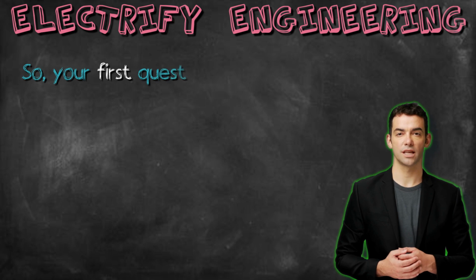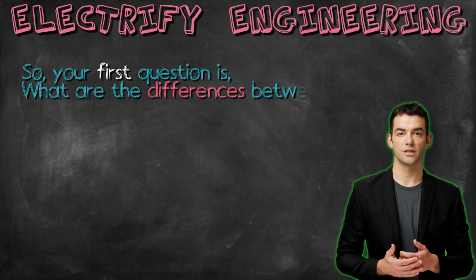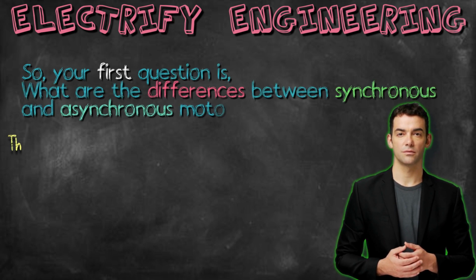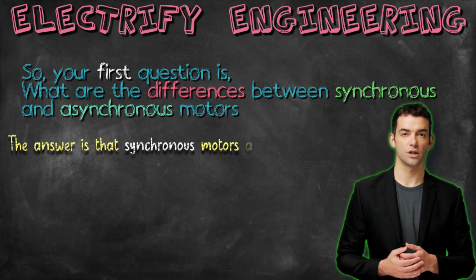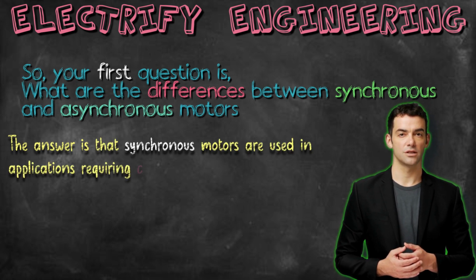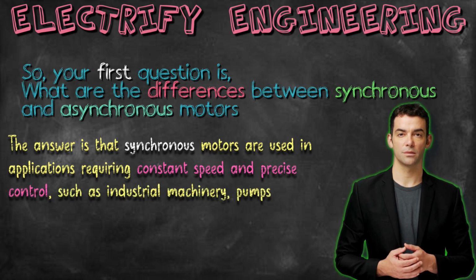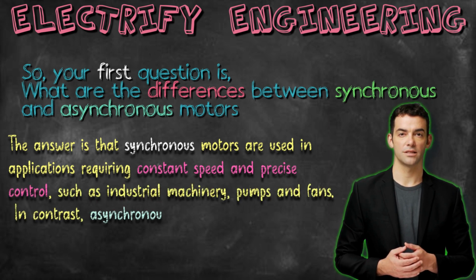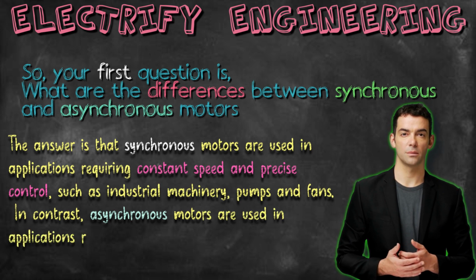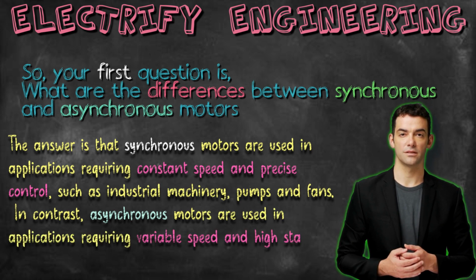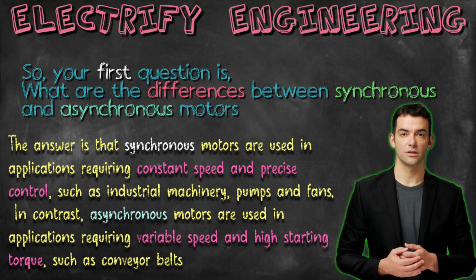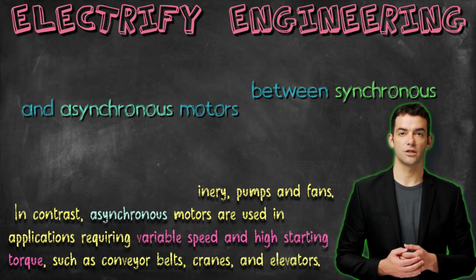So your first question is, what are the differences between synchronous and asynchronous motors? The answer is that synchronous motors are used in applications requiring constant speed and precise control, such as industrial machinery, pumps, and fans. In contrast, asynchronous motors are used in applications requiring variable speed and high starting torque, such as conveyor belts, cranes, and elevators.